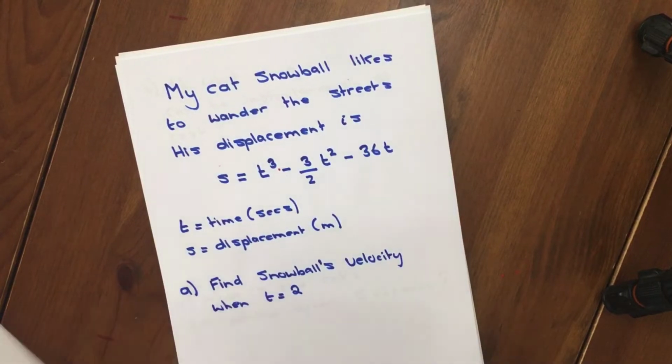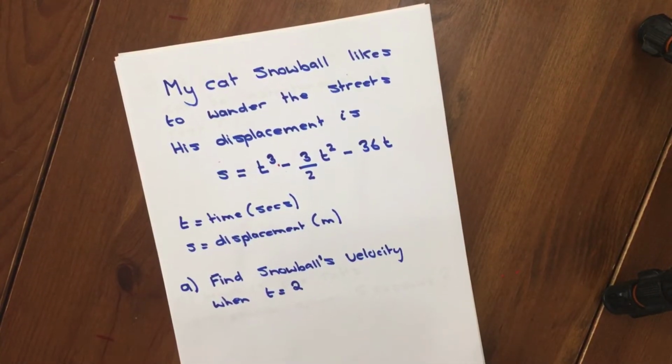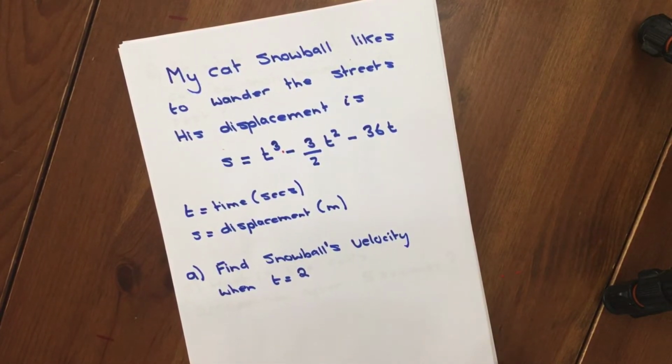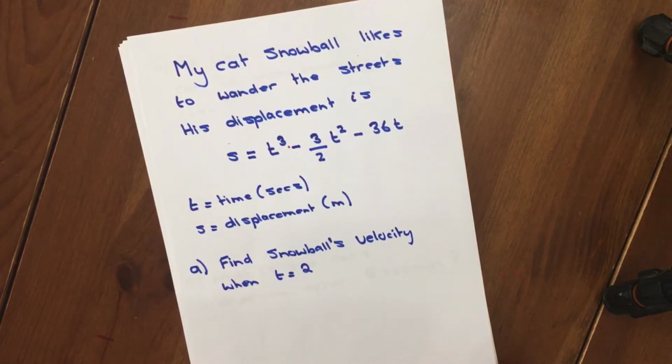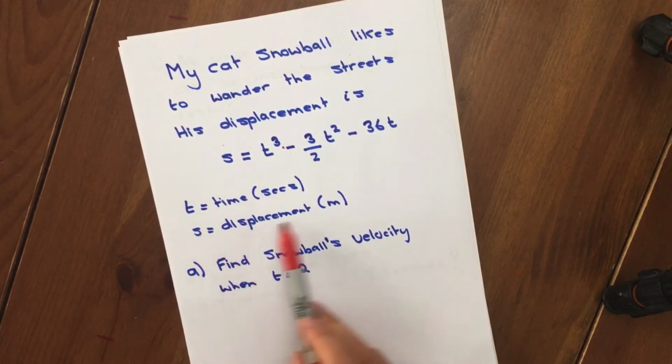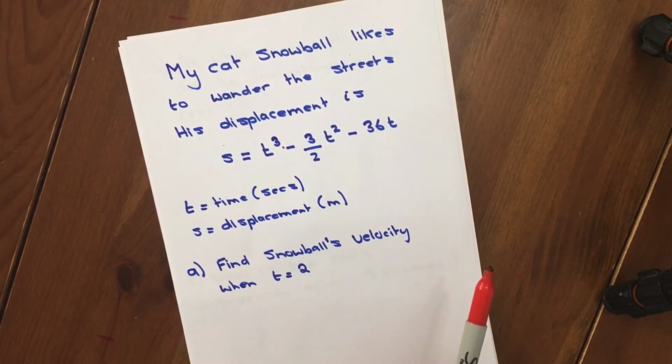Okay, so let's look now at a problem. I have got a cat called Snowball, he's about 6 years old, and he loves wandering the streets. If we look at his displacement with respect to time, because he always comes back here for lunch, his displacement is given by this cubic equation. We've got time in seconds, displacement in meters.